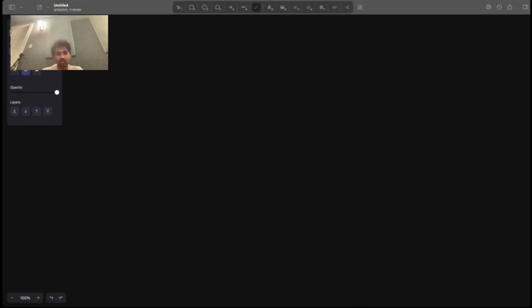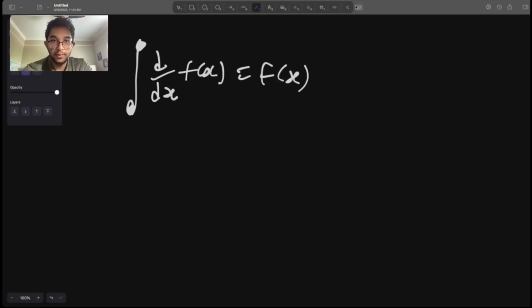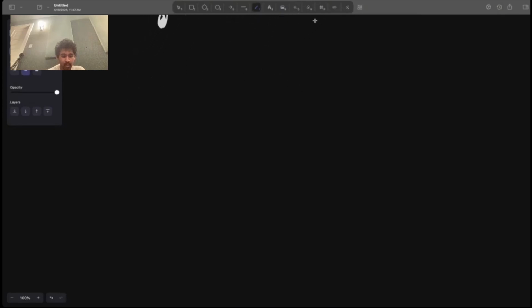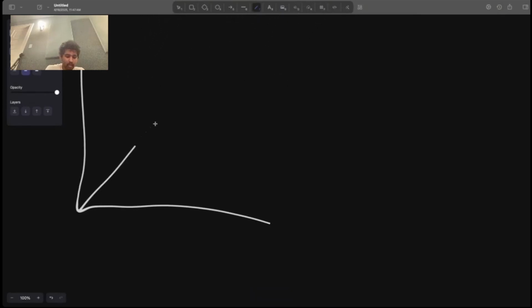Okay, so what the fundamental theorem of calculus is basically saying is that the integral of the derivative of a function is just going to be that function. But why is this true? So let's just take the function y equals x.